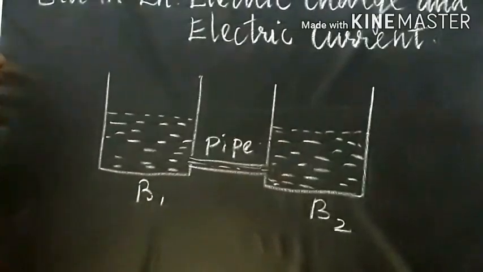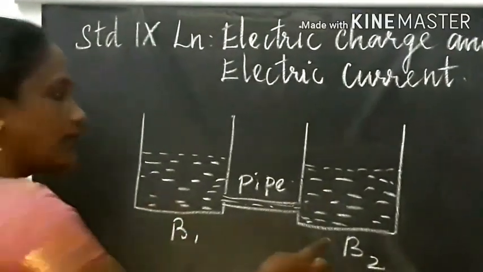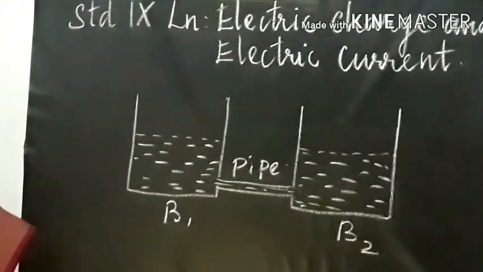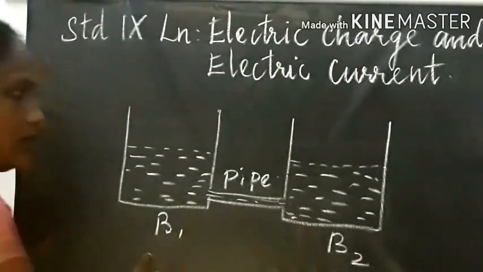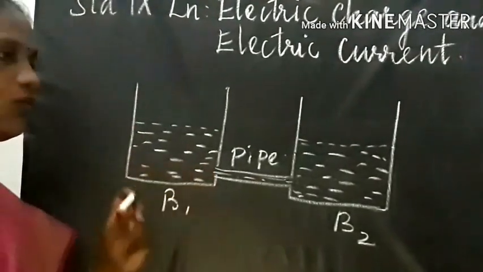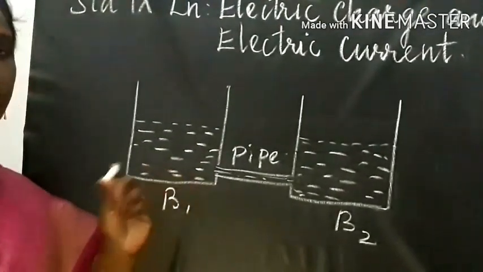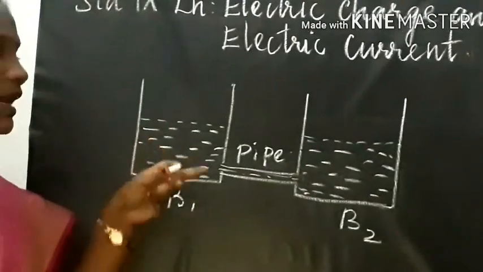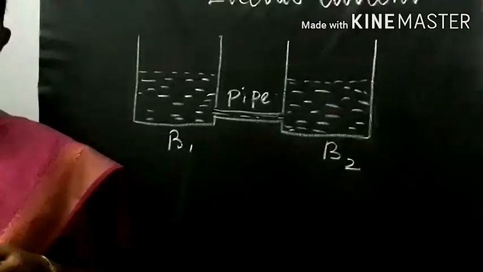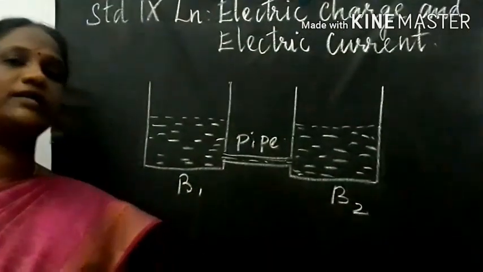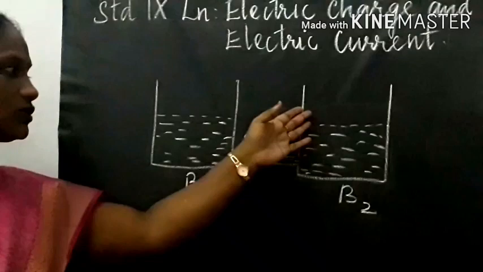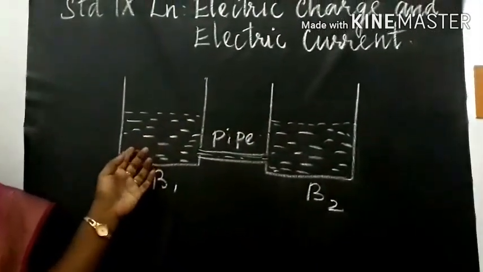Now can you make water flow from B2 to B1? The question is that you have to make the water flow from B2 to B1 and the condition is that you should not add water or remove water from any of the beakers so as to adjust the level of water. Can you do it? How will you do it? Yes, you have to raise the height of the second beaker so that the water from beaker 2 will flow to beaker 1.